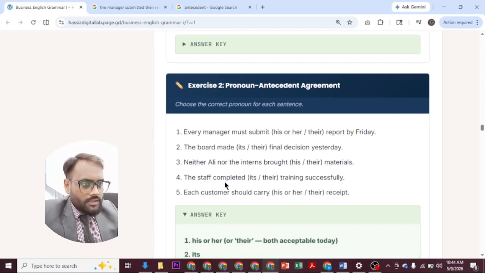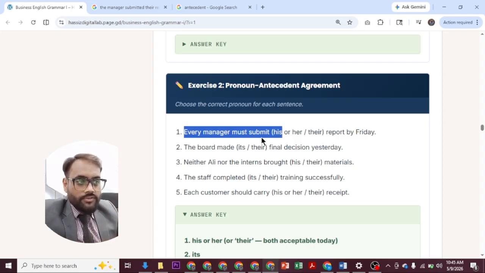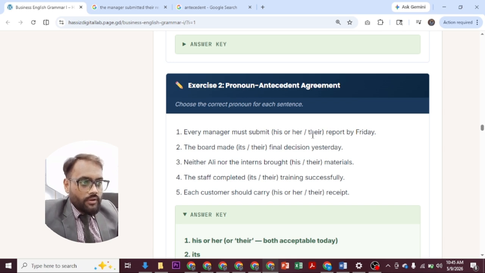Okay, let's move toward exercise number 2. Pronoun-antecedent agreement. Choose the correct pronouns for each sentence. This is a very simple thing. Every manager must submit his or her report by Friday. Over here, every manager must submit their report. We're talking about every manager, so both his or her and their are correct. Second, the board made the final decision yesterday. Board is a single thing, so its final decision yesterday.